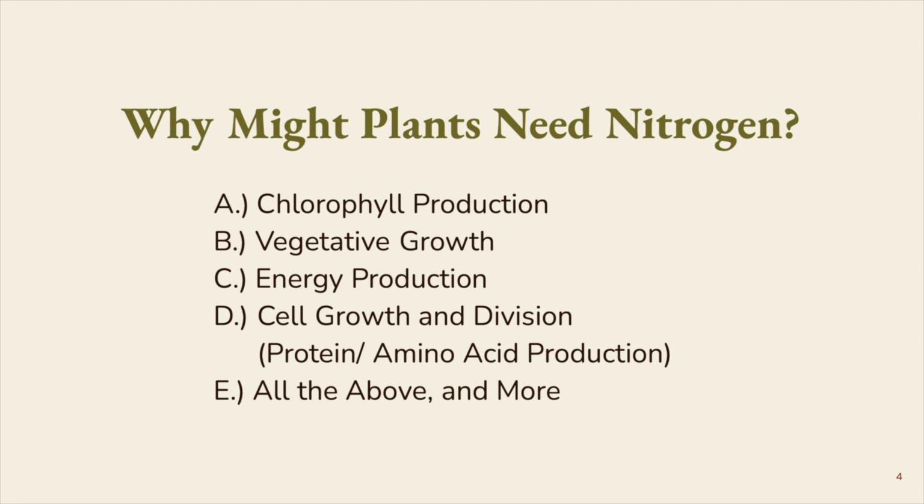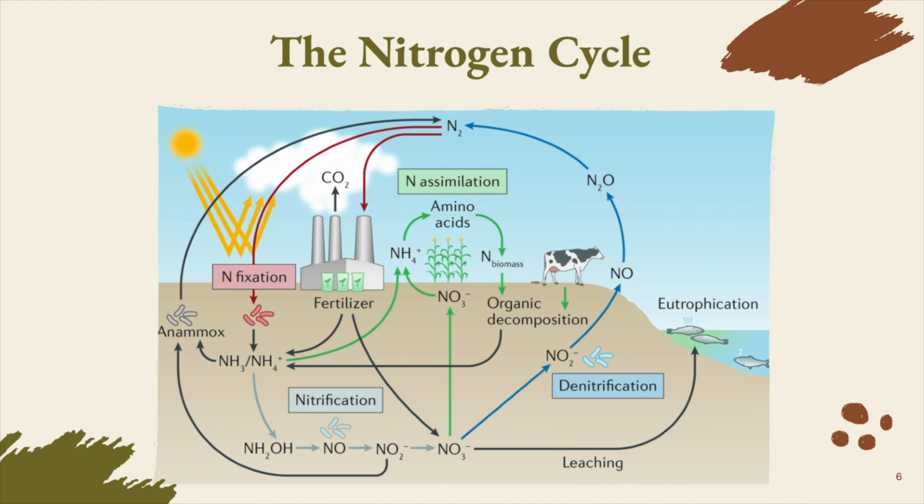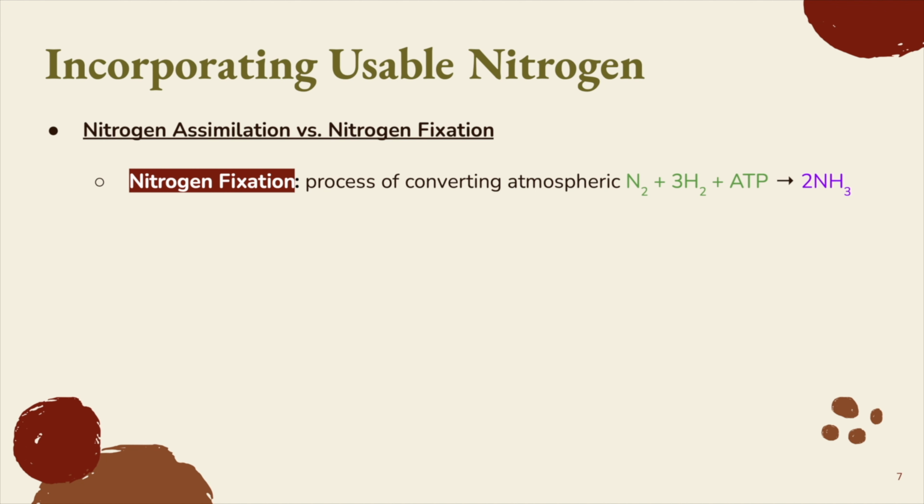However, nitrogen is important for all these processes in the plant. As just mentioned, plants need to incorporate nitrogen in order to perform crucial growth and developmental processes. In order to obtain nitrogen, nitrogen fixation and nitrogen assimilation must occur. Nitrogen fixation is the process of converting atmospheric nitrogen, hydrogen, and ATP into ammonia.